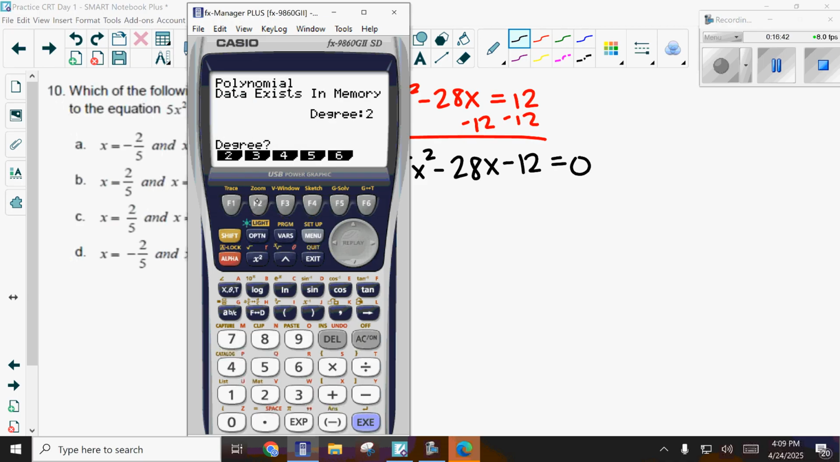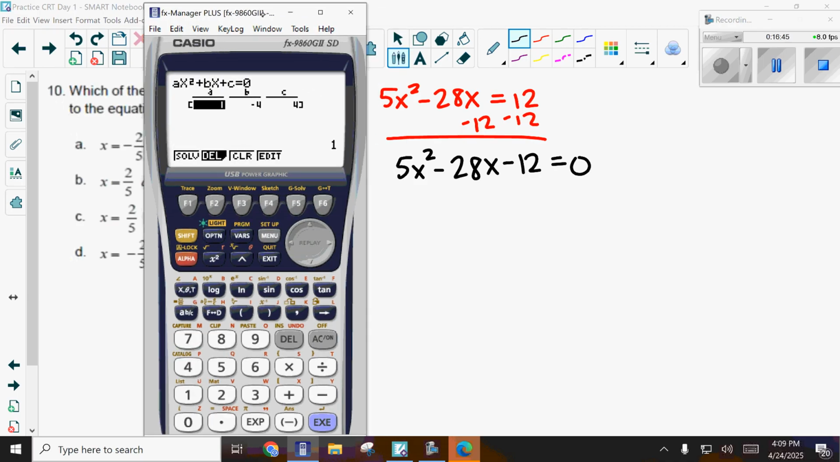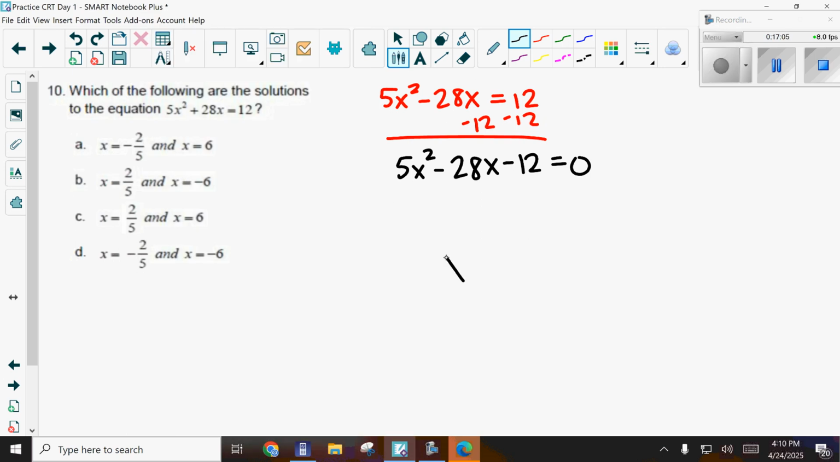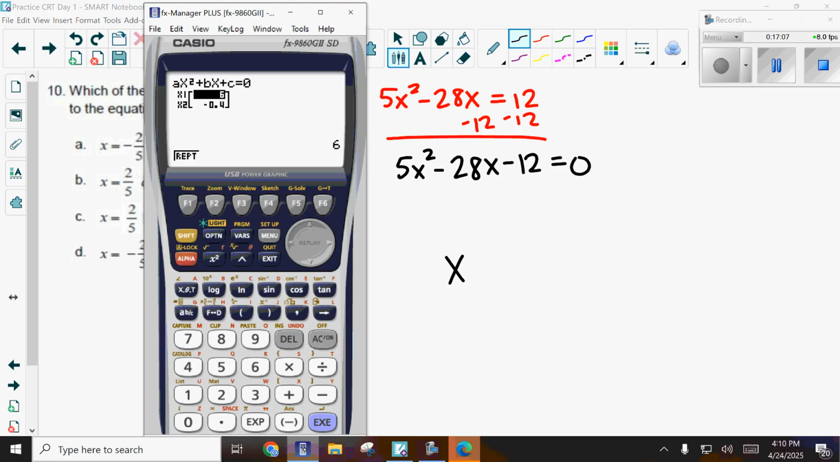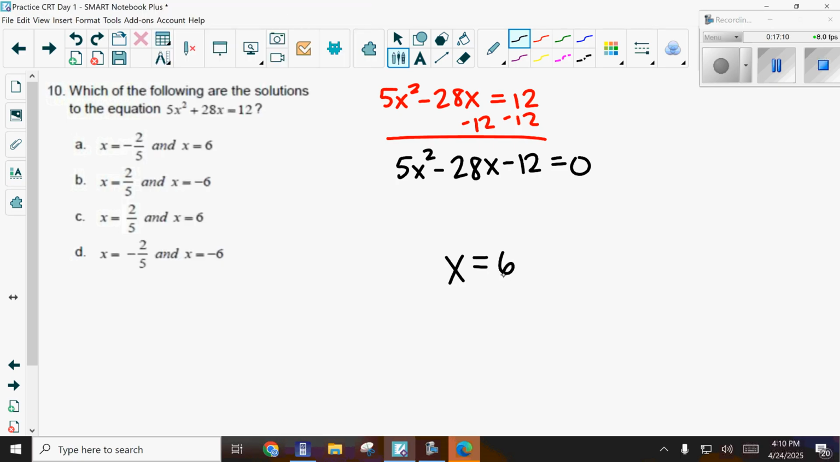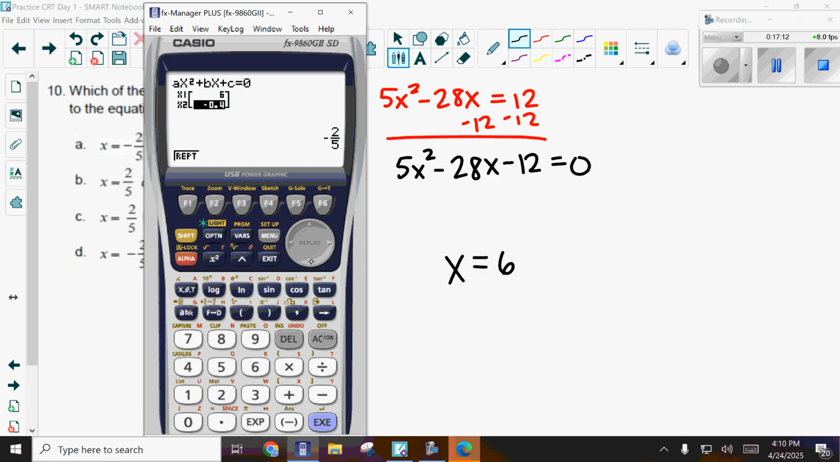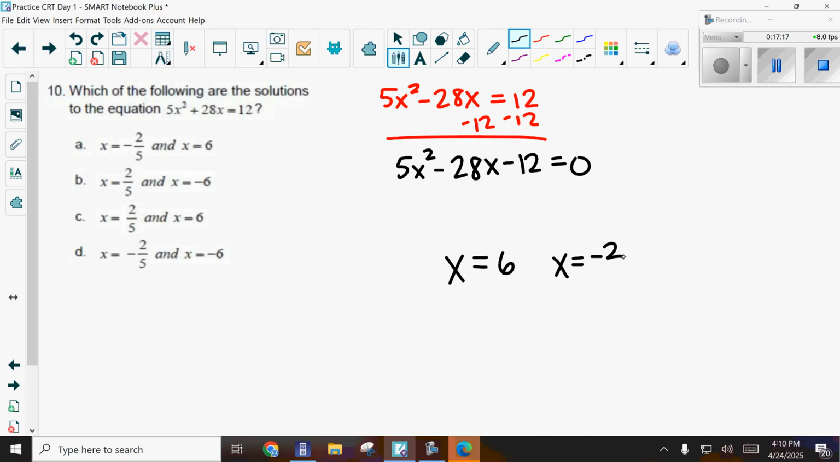So I'll do the polynomial solver of degree 2. The number in front is a 5. The number in the middle is a minus 28. And then the number at the end is a minus 12. Now this calculator is going to spit out some answers. The answers go down here at the bottom. So I'm going to have x equals 6. And then the second answer, I don't want decimals, I want fractions. So that's going to give me x equals negative 2/5.